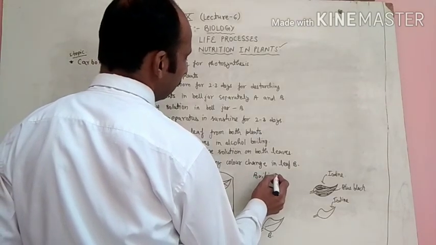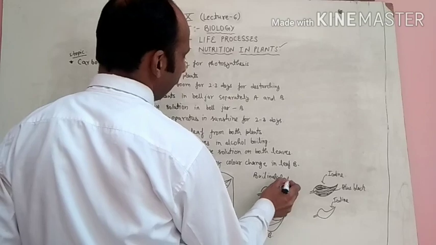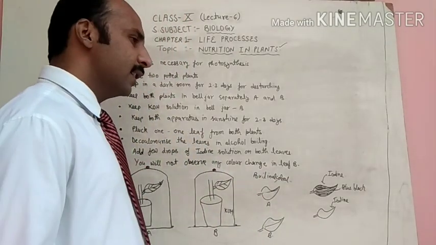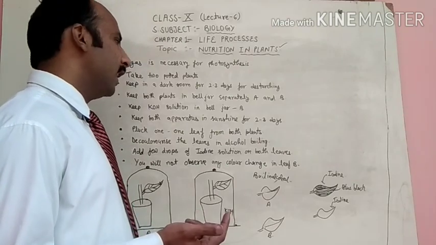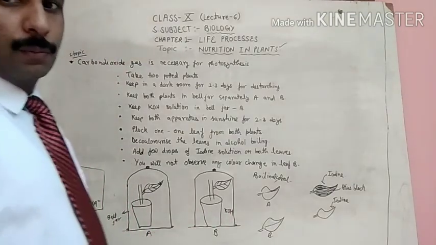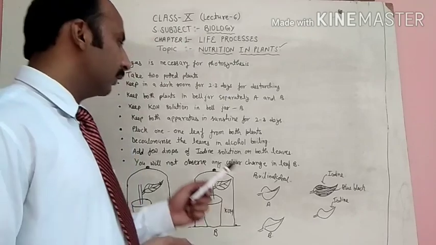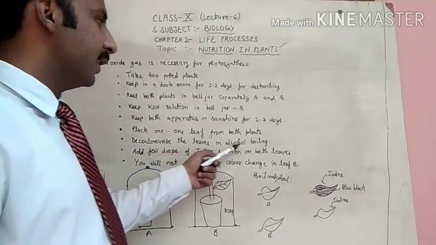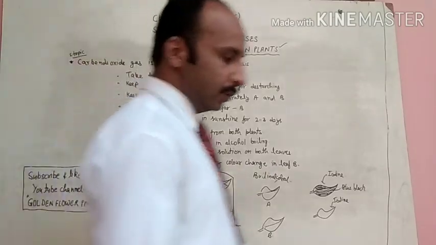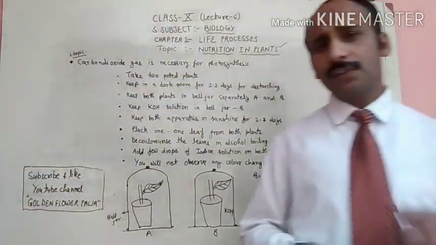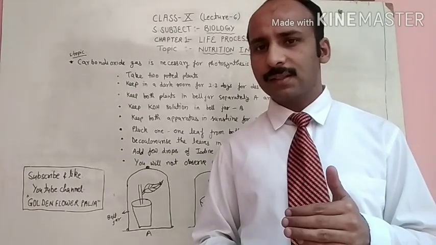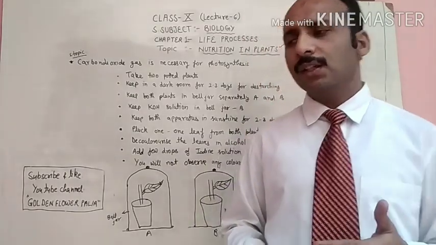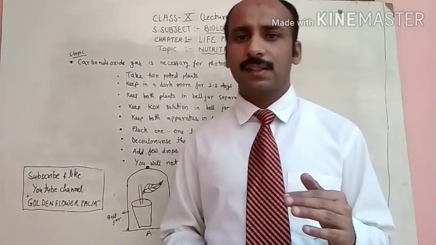Boil in alcohol. In the previous experiment, we discussed that we have to boil the leaves in alcohol for decolorization. You know very well that we have to do the iodine test. For confirmation of the iodine test, it is necessary to make the leaves colorless.